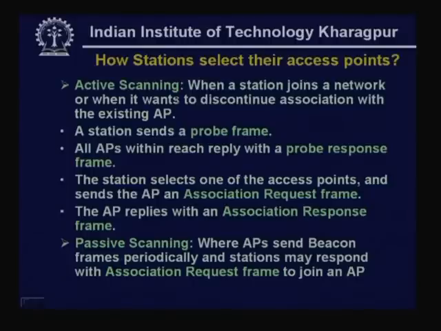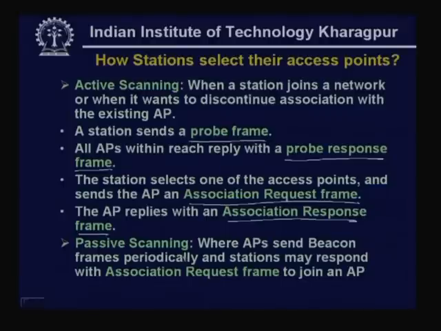One is known as active scanning, when a station joins a network or when it wants to discontinue association with the existing access point. What it does is send a probe frame, and all access points within reach reply with a probe response frame, and the station selects one of the access points and sends the AP an association request frame, and the AP replies with an association response frame. So, these frame exchanges take place, and by doing that, a particular mobile host gets associated with a particular access point.